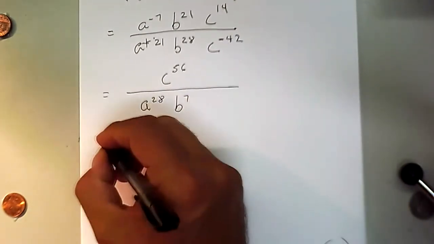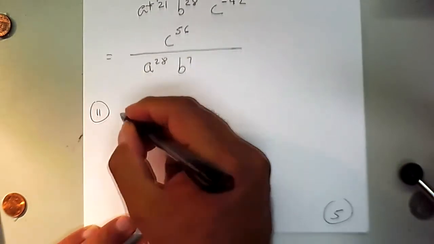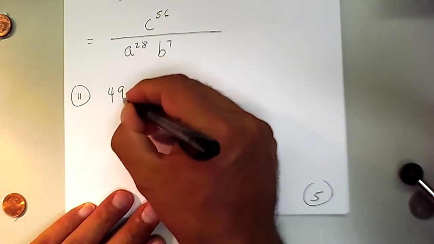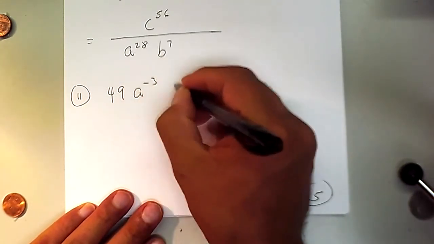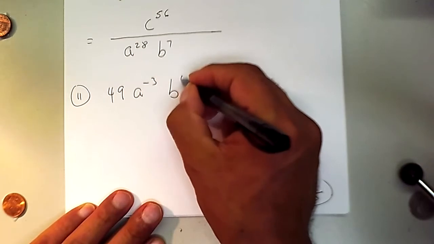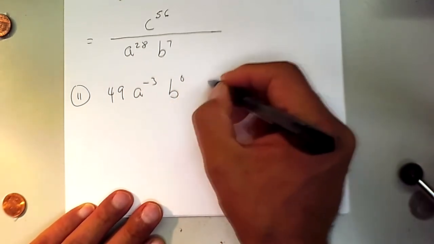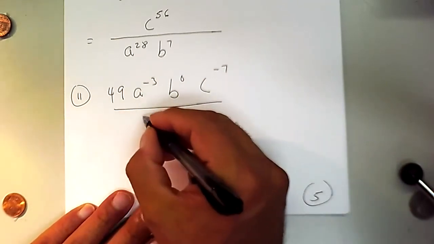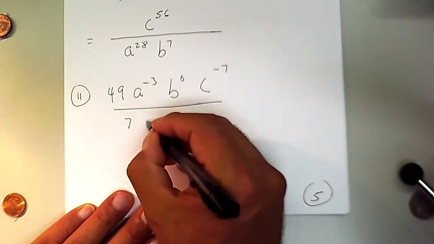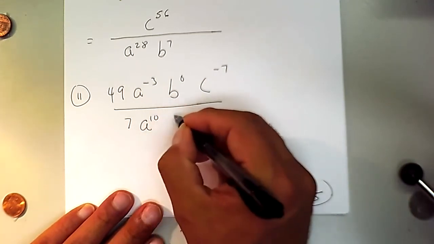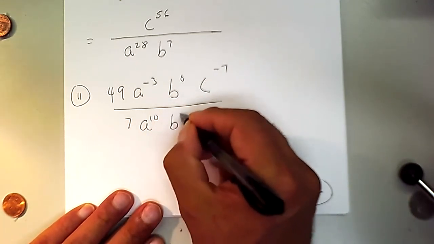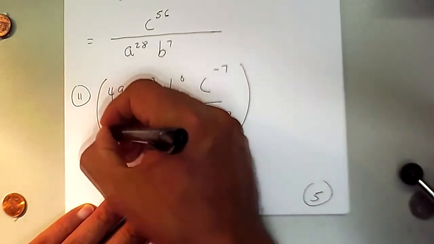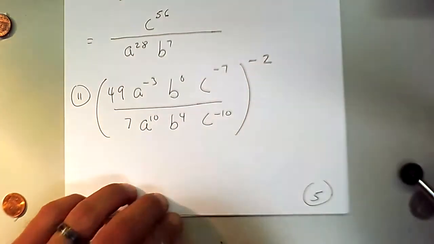Yeah, let's do another example. 11. Say you have 49, A to the negative 3, B to the 0, C to the negative 7, all of that over 7, A to the 10, B to the 4, and C to the negative 10. All of that to the negative 2.